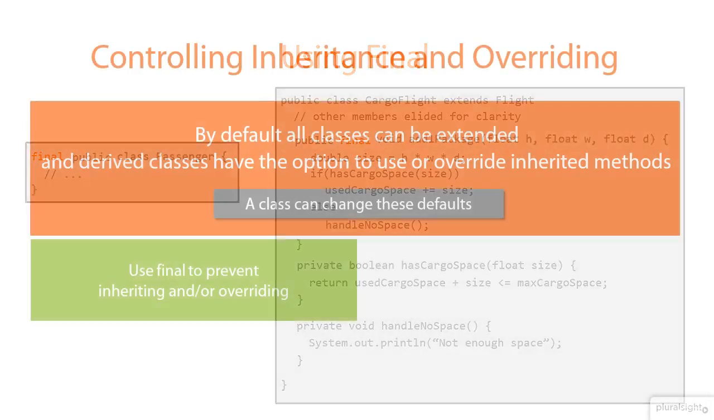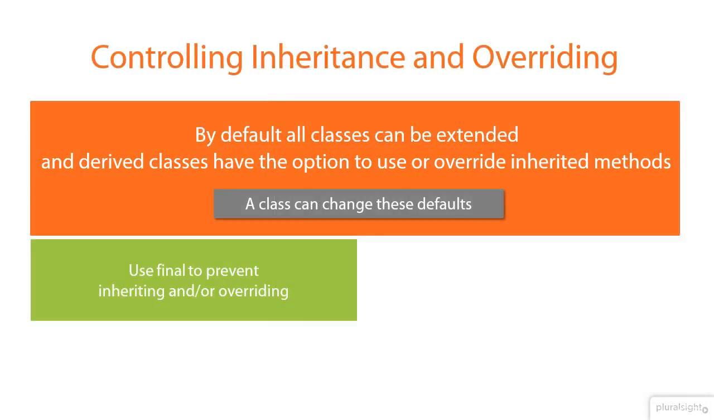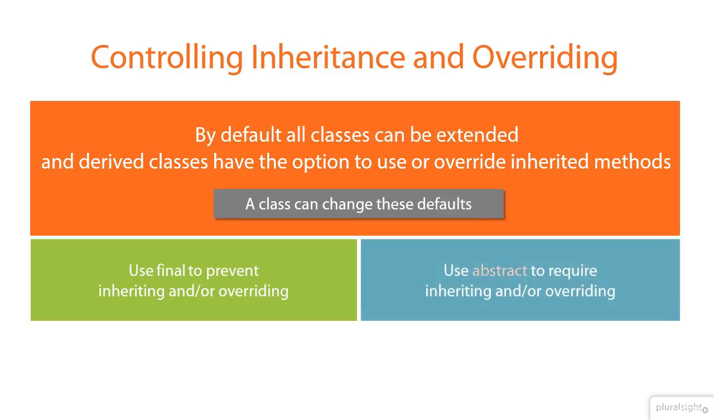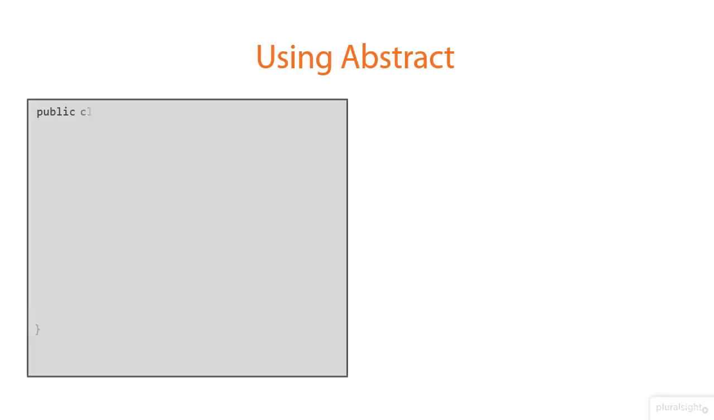Now there may be another situation where instead of trying to prevent inheritance, you want to go ahead and require inheritance. Right? And that's where abstract comes in. Abstract allows you to require that a class be inherited and require that a particular method be overridden. Let's see what that looks like. Let's create a new class here. We'll call it pilot. So we'll have our pilot class, and a pilot can fly a flight. So we'll have a current flight field. And we'll add a method called fly that accepts that flight.